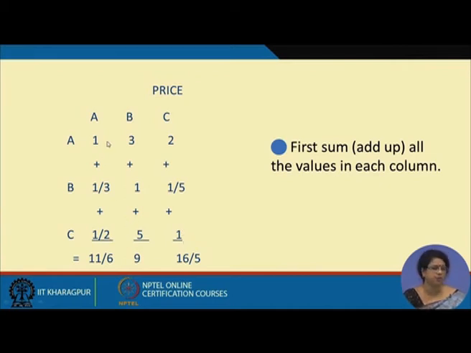What will we do? First we will make the sum of the columns. 1 plus 1 by 3 plus 1 by 2 is equal to 11 by 6. 3 plus 1 plus 5 is 9. First we add up all values in each column and put it at the bottom. Once we have that, we divide each element of that column by the column sum. That means we are normalizing.